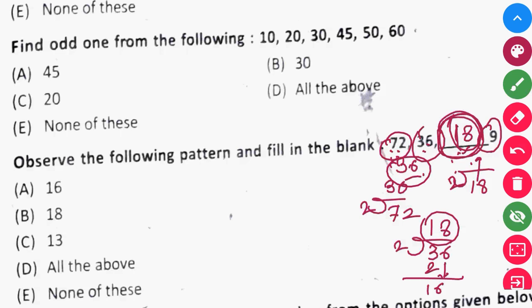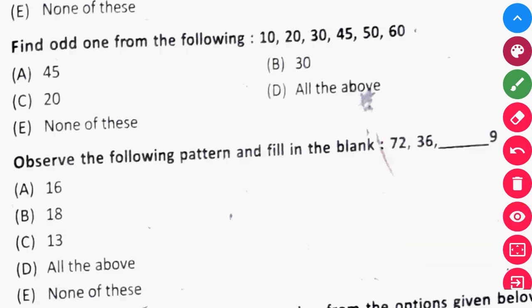So our thinking is correct. So 18 is the missing number. You have to just halve the number. 72 is divided by 2, then 36 is divided by 2. Whatever number you get, it is divided by 2 to get the next number.